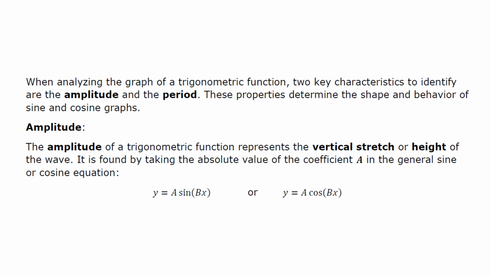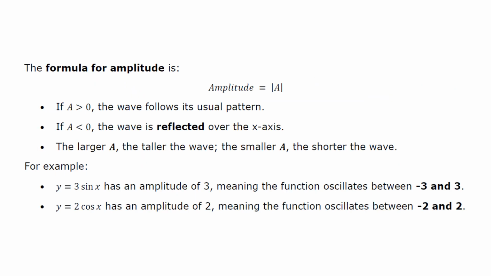Amplitude. The amplitude of a trigonometric function represents the vertical stretch or height of the wave. It is found by taking the absolute value of the coefficient a in the general sine or cosine equation. So if we have y equals a sine bx or y equals a cosine bx, the a would represent the amplitude. The formula for amplitude is amplitude equals the absolute value of a.